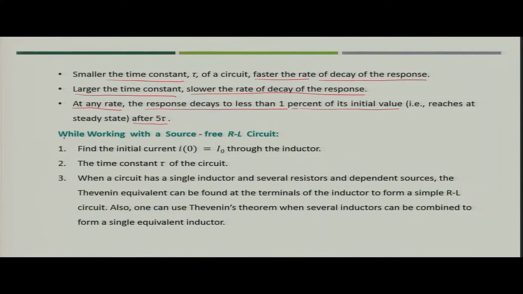Now, while working with the source free RL circuit, we have to keep 3 things in mind and solve the circuit accordingly. First is that we have to find the initial current flowing through the inductor, that is I at time t equal to 0, let us say it is I naught. So, this is something which we have to first identify from the circuit, then find the time constant tau of the circuit.